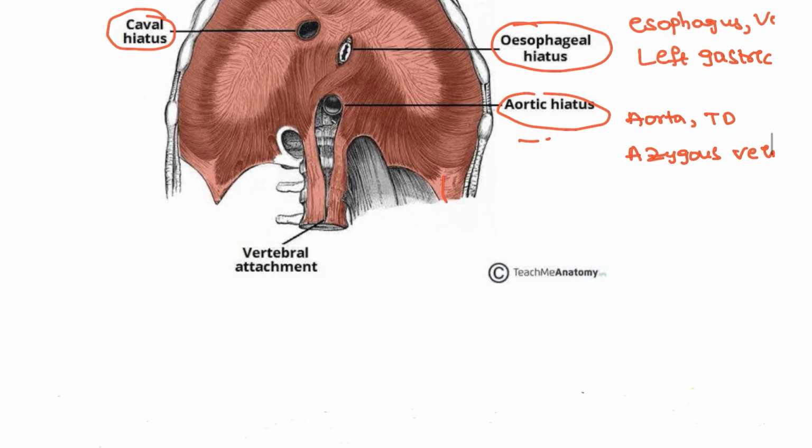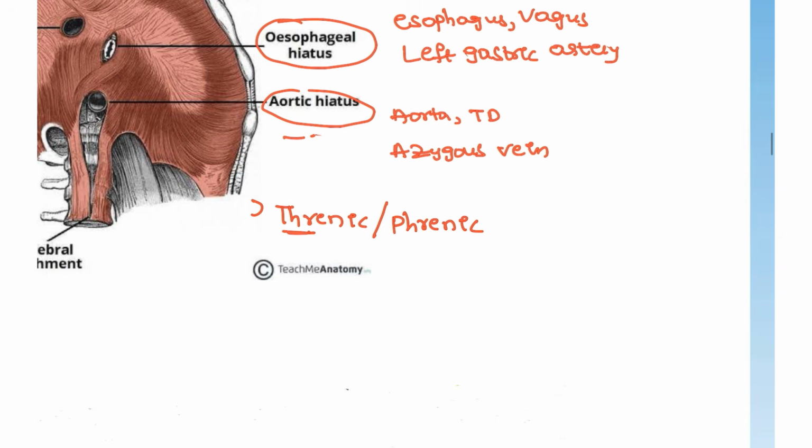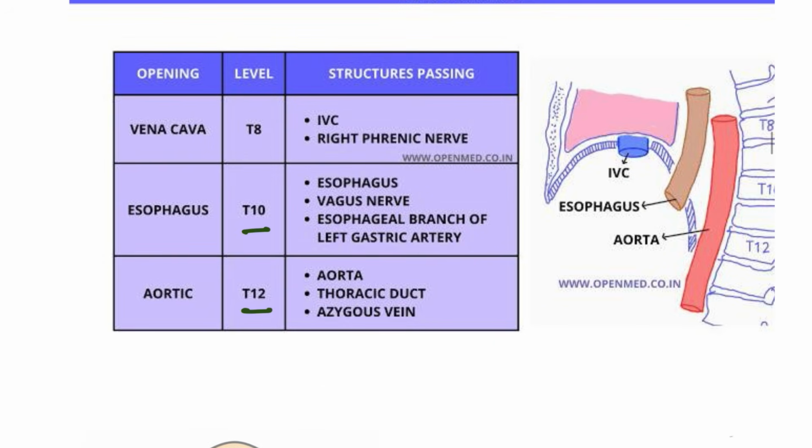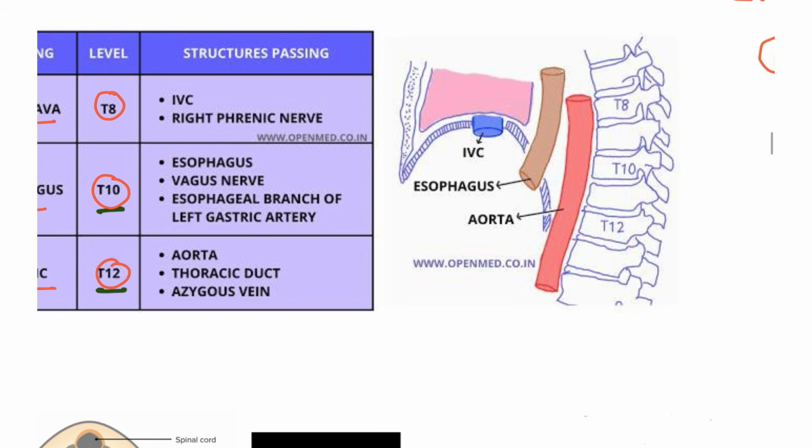And the diaphragm is supplied by which nerve? Remember, it is supplied by three nerve roots. How can you remember? Phrenic nerve. For the mnemonic, the nerve roots of the phrenic nerve are C3, C4, and C5. Next, here you can see at the T8 level the vena cava opening, T10 esophagus opening, T12 aortic opening. Those opening levels you also have to remember.